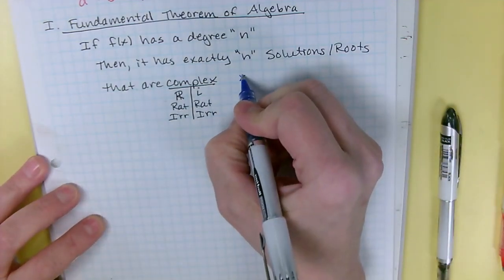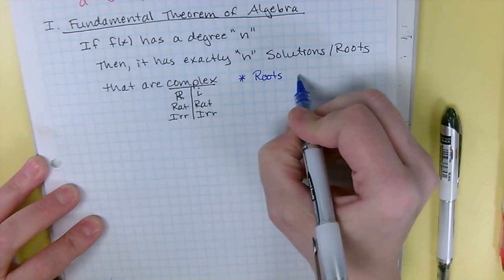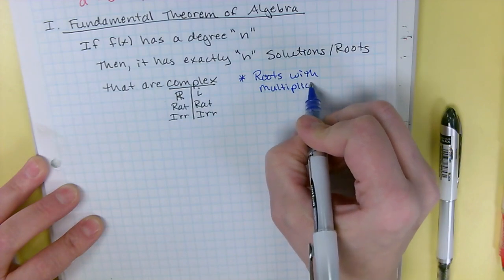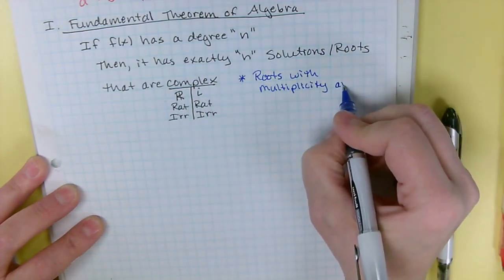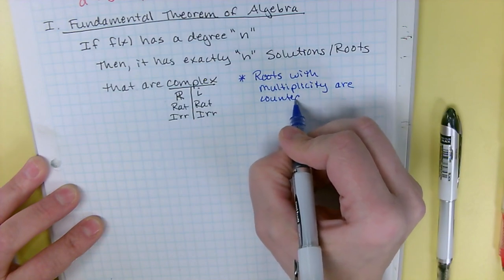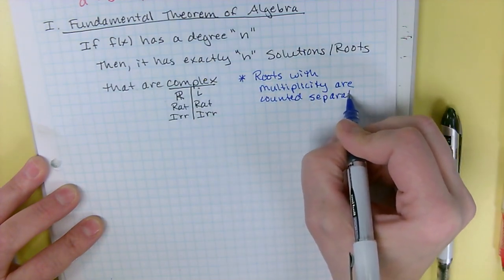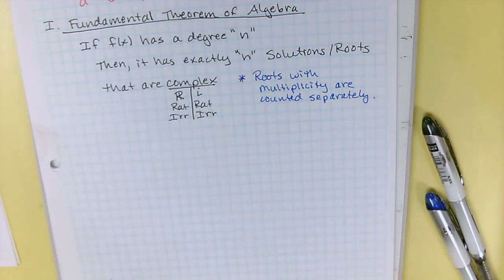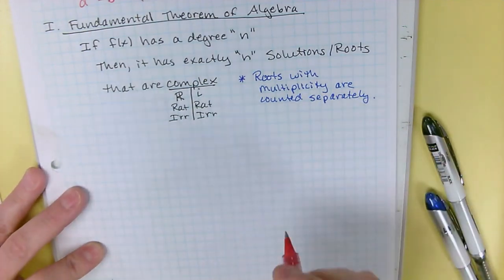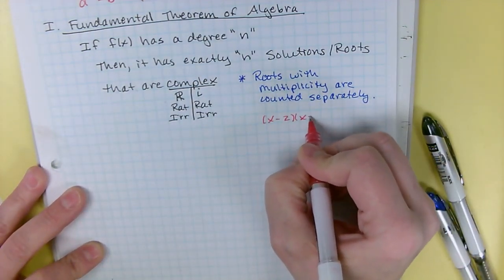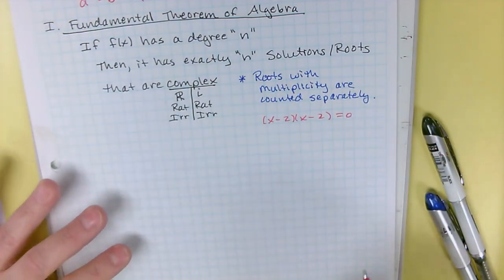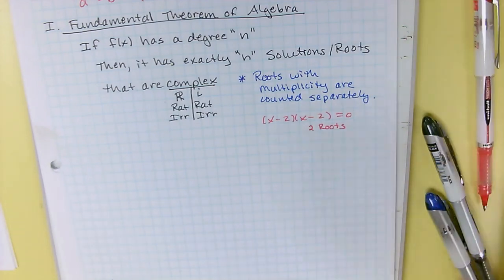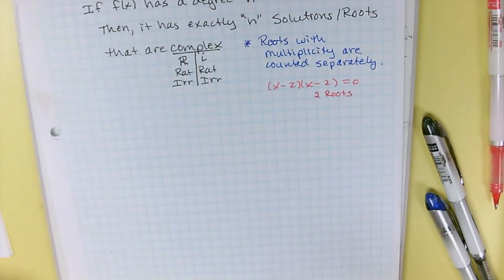One caveat is that roots with multiplicity, and now you know what that means, are counted separately. So, for example, if you were factoring something and it was a degree 2, x minus 2, x minus 2, those would count as 2 roots using this theorem. So if there's duplicates, you've got to count those duplicates separately.